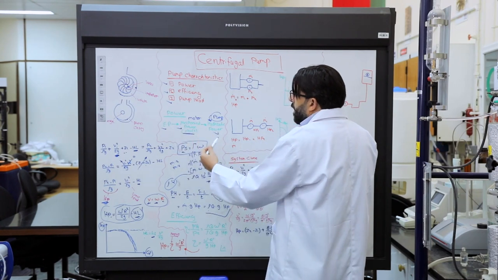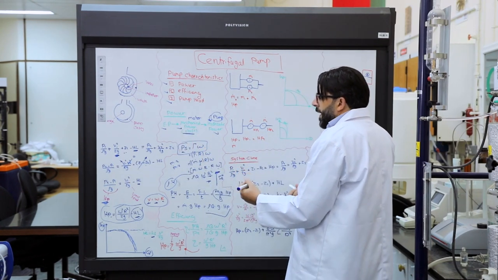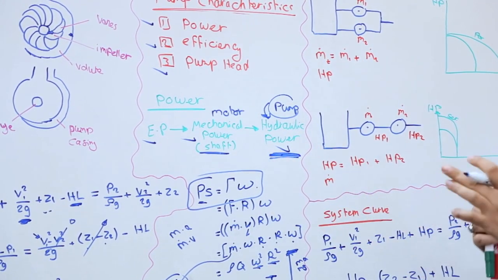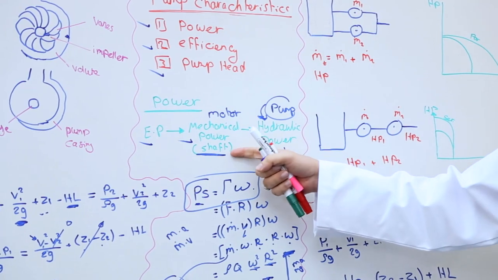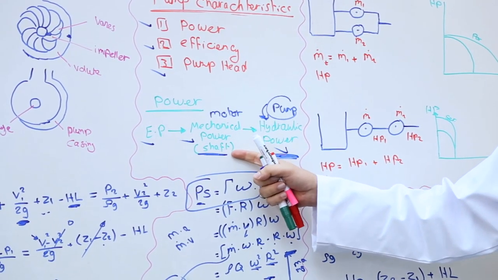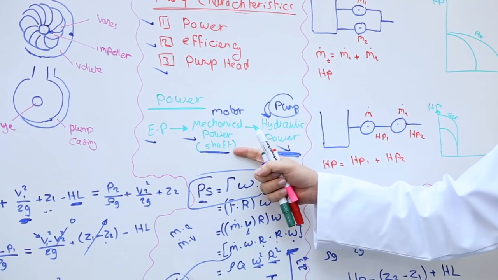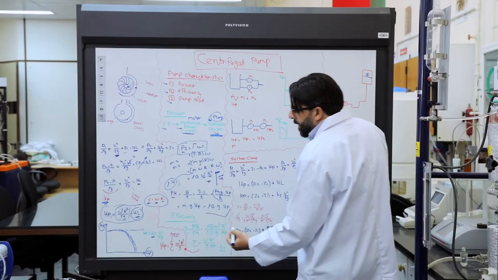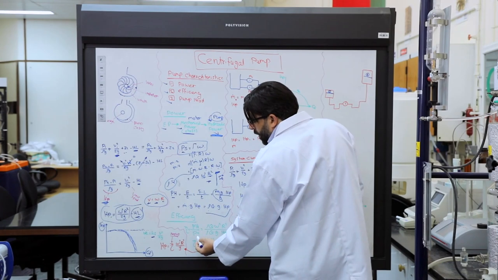Now, efficiency. We said electric power drives energy to mechanical power and then to hydraulic power. So the efficiency of the pump is the actual power that the pump delivers over the mechanical power that it received from the motor. So it tells me the efficiency of my pump. So the efficiency is hydraulic power over shaft power.